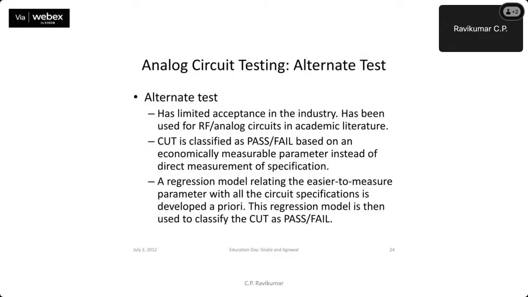So we will measure that current, which may be an easier thing to measure, right? And as a result, the number of different measurements that I may have to make may be limited. And then there is a regression model that we could build, which relates that measurement of the current with the measurement of the other specifications like bandwidth and offset voltage and things like that, right? And this regression model can be used to sort of classify the circuit.